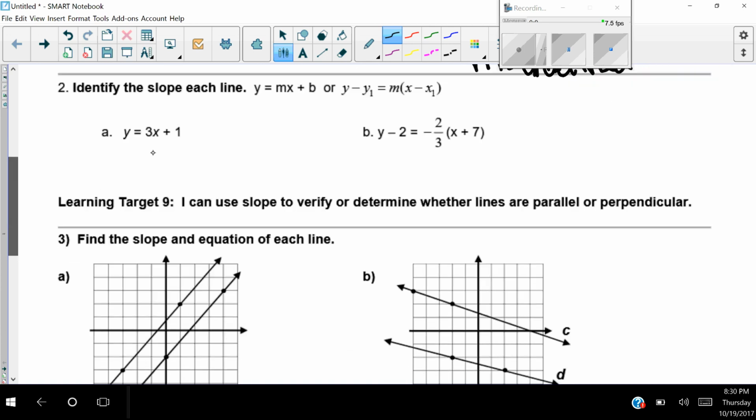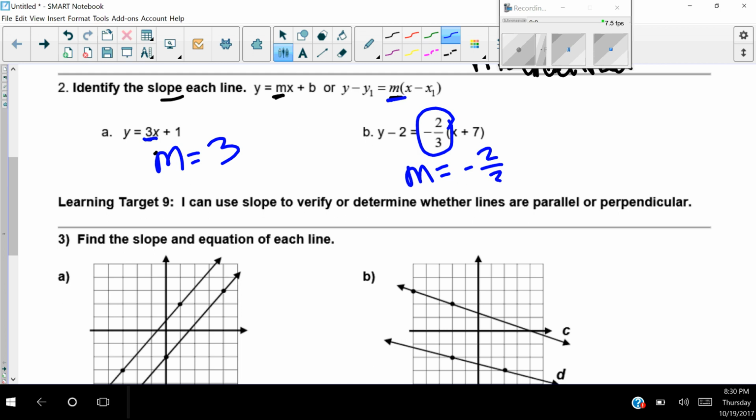Number 2, it says find the slope of each line. Remember, the symbol for slope is the m. So this m in front of the x, and it's always going to be in front of the x unless it is undefined or 0. Our slope for a, our m, is 3. And our slope in front of this x, still our m, equals negative 2/3.